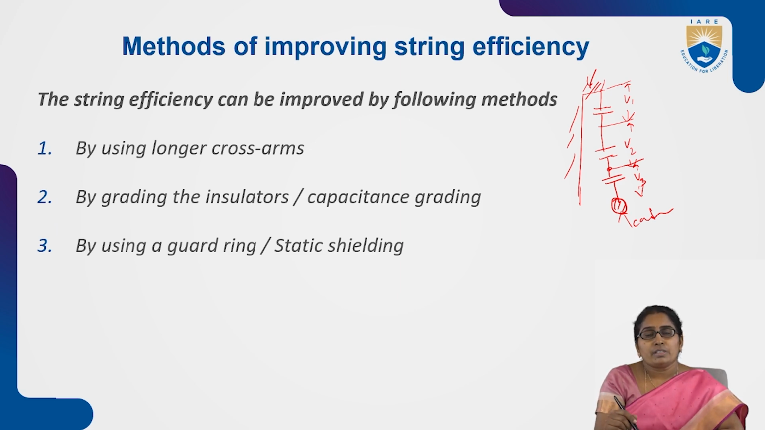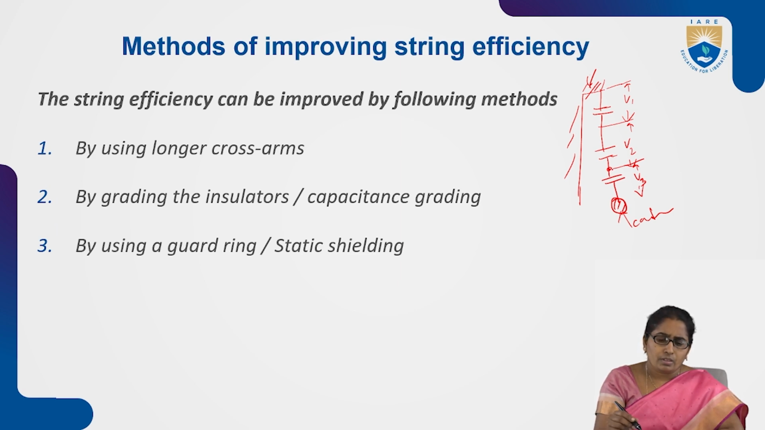Because of this, if the bottom unit is damaged, then successively the remaining units also get damaged. That is a possibility. So what they want is a uniform voltage distribution across all the units of the string. For that, these methods of improving the voltage distribution were introduced, which means improving the string efficiency.